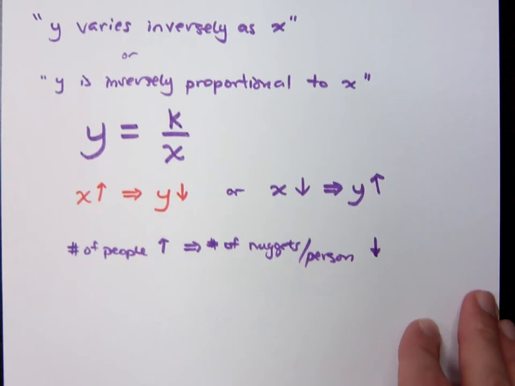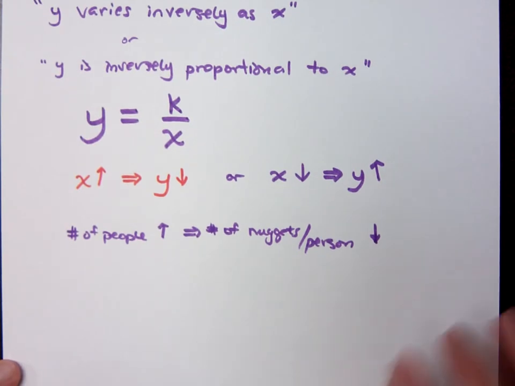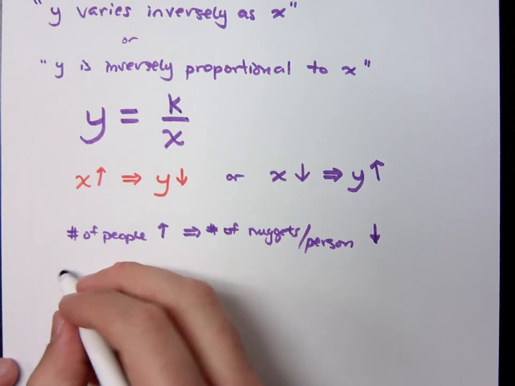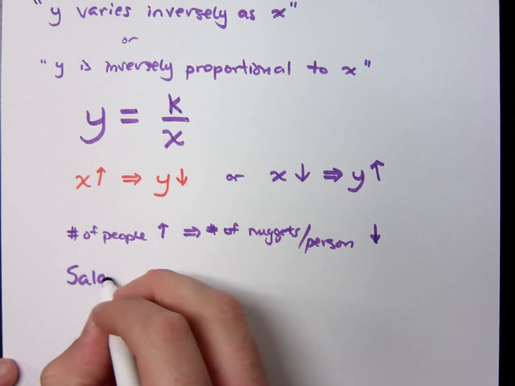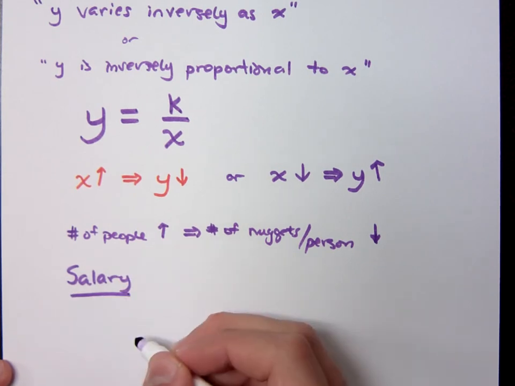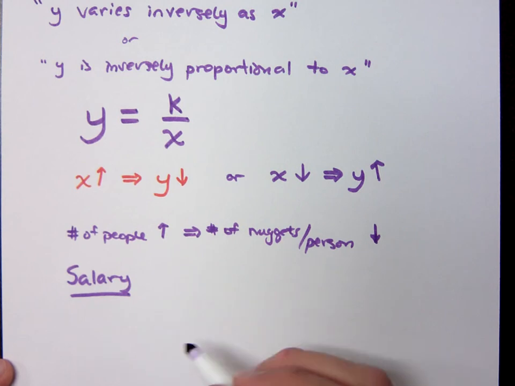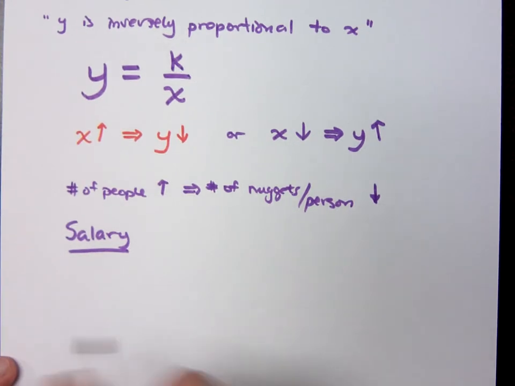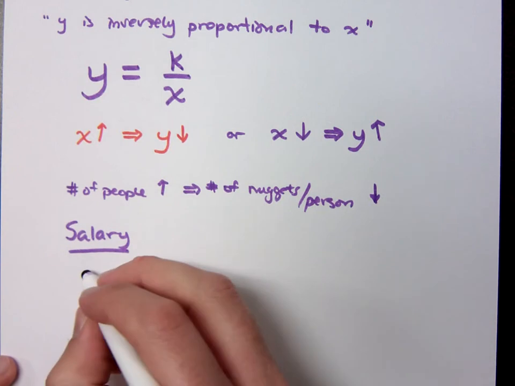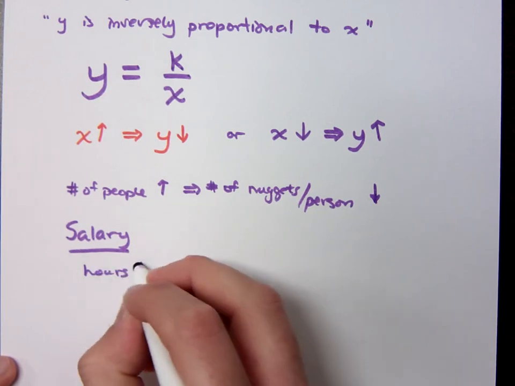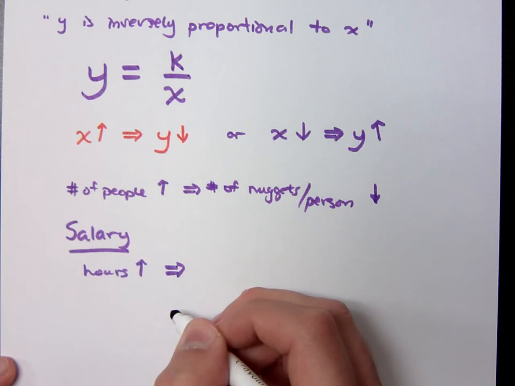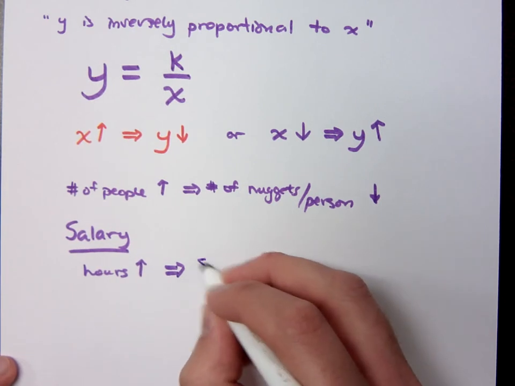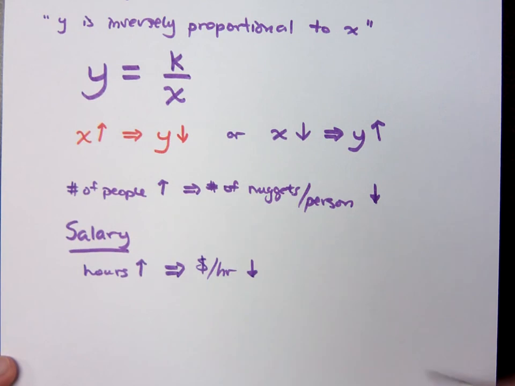Thanks for sharing. Now, we just did an example of direct variation based on working. The more you work, the more you get paid, right? However, there is a situation that deals with inverse variation, and that's salary. Oh, no. We don't like that. Because think about this. If you take your hours and you increase them, does that increase your pay? No. No, it decreases the amount of money you make per hour. That's going to go down, right? Because if you get salary, it doesn't matter how long you work, you just get paid the same amount, right?